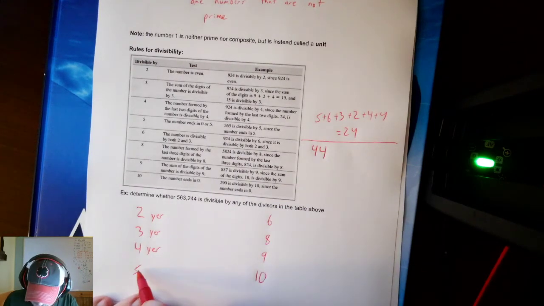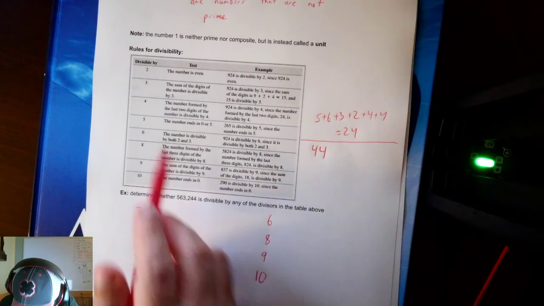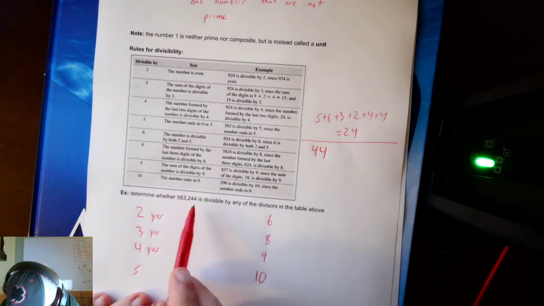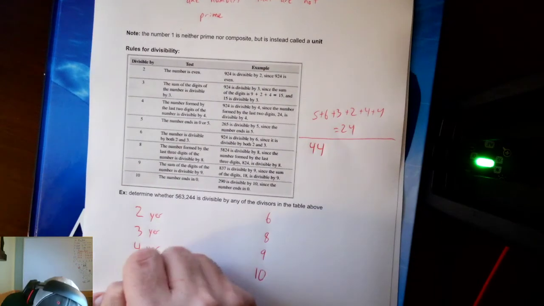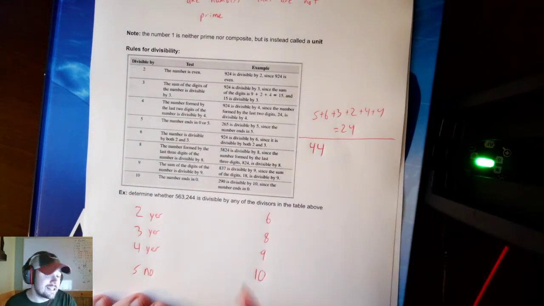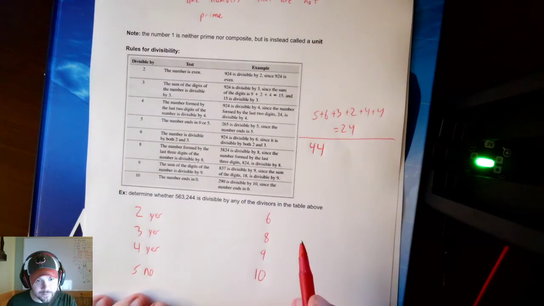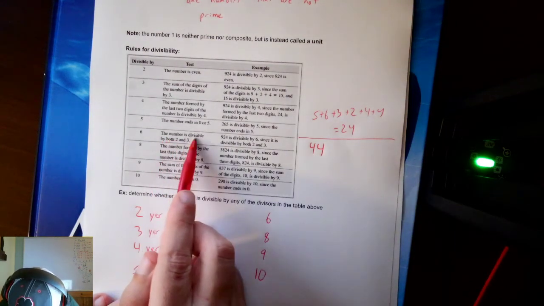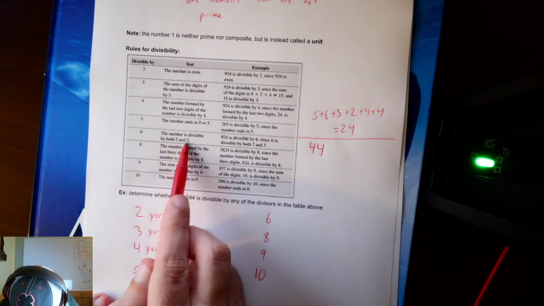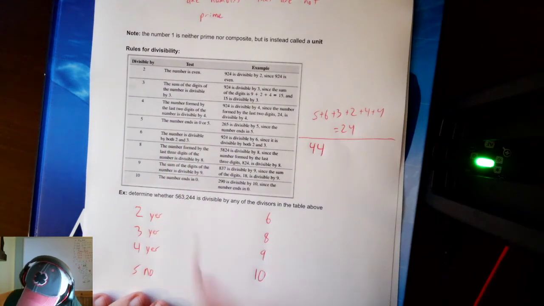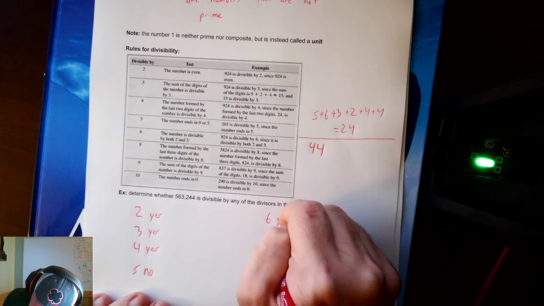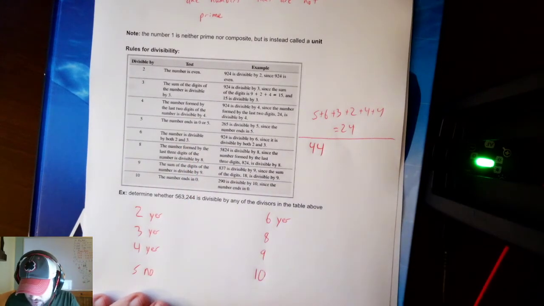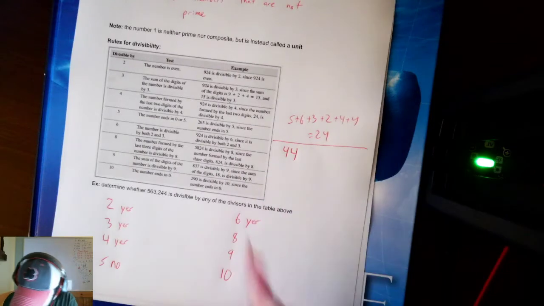How about 5 though? Is this divisible by 5? The number ends in 5 or 0. Nope. So no, it is not divisible by 5. How about 6? The number is divisible by 2 and 3. Yes, yes. So that makes this one yes. It is divisible by both 2 and 3.